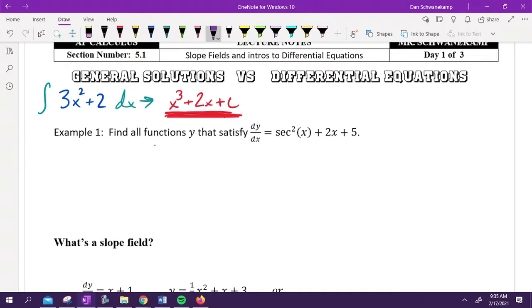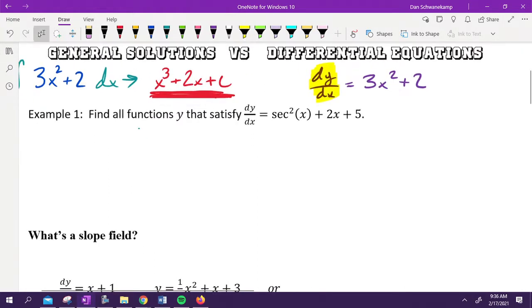Then we have differential equations. It's a different phrase and it's going to sound big and scary, but this is a differential equation. It's called a differential equation because they're telling you what the derivative is equal to. That's all differential equation means. It means what is the derivative? 3x squared plus 2. We could get x cubed plus 2x plus c if we took the antiderivative, but right now it's just a differential equation. Everybody good with that?